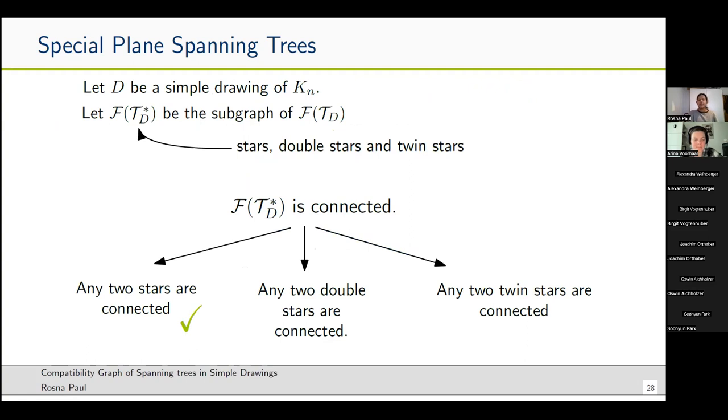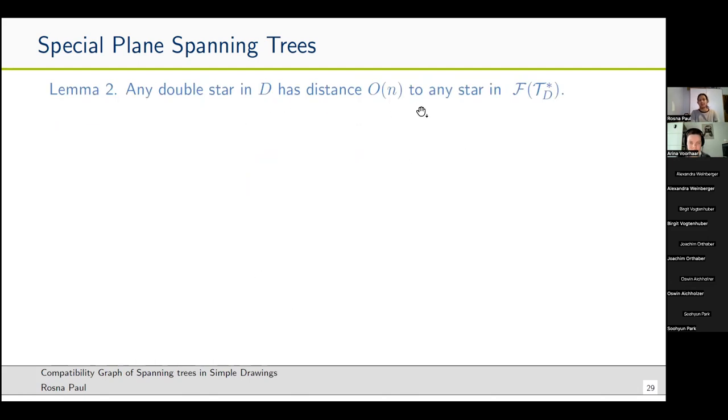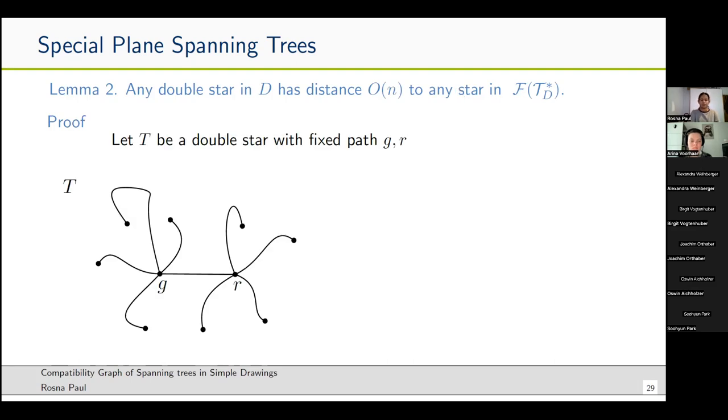And the second part, we want to see that any two double stars are connected. But instead of proving it directly, what I am planning to do is show that a double star can be transformed compatibly to a star. So if you take any double star, it can be transformed compatibly to a star, and since any two stars are connected, two double stars are also connected. So in order to prove the second part, I will just show that any double star is connected to a star. This is easier than the previous proof.